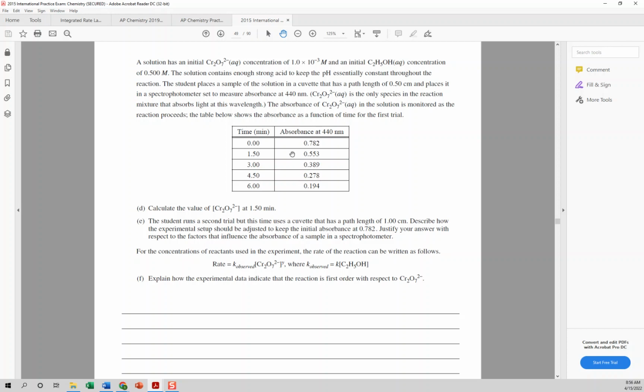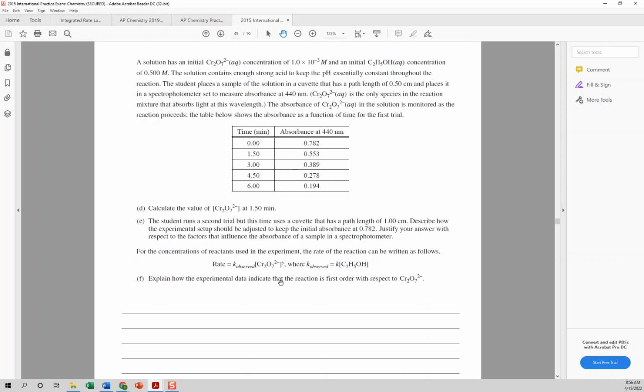And so what I want us to understand is how to answer F. Explain how the experimental data indicate that the reaction is first order. So they're telling you it's first order with respect to this reactant, and this is measuring the absorbance based on this reactant's concentration. So there are 2 ways to go about this. But understand you're under a time crunch. So maybe somebody's first inclination would be to make the 3 graphs, right?